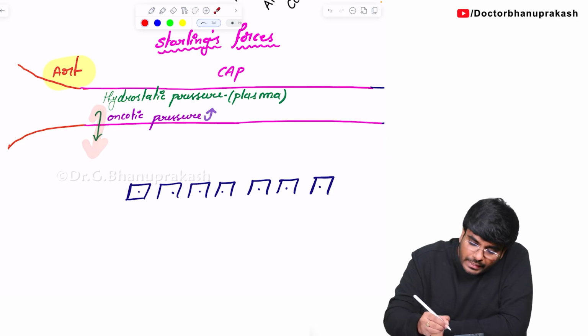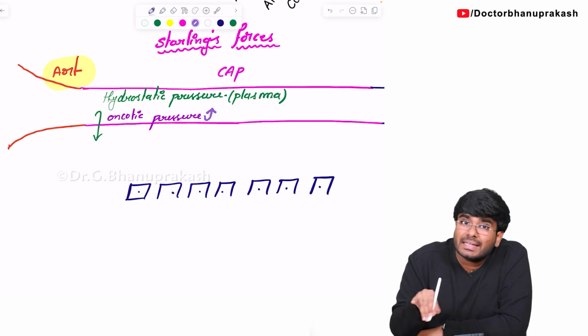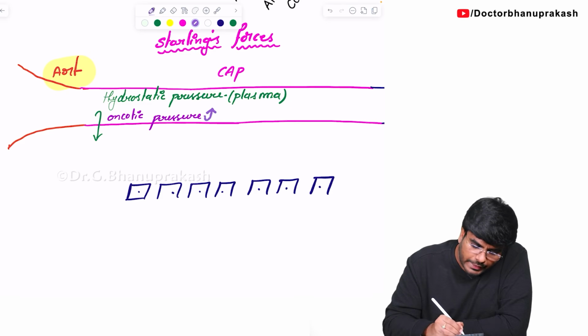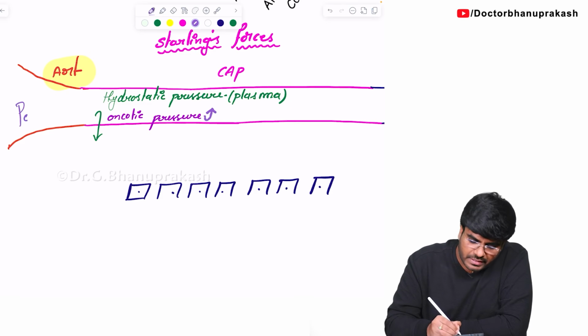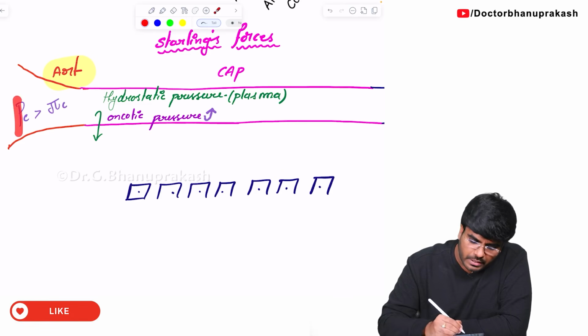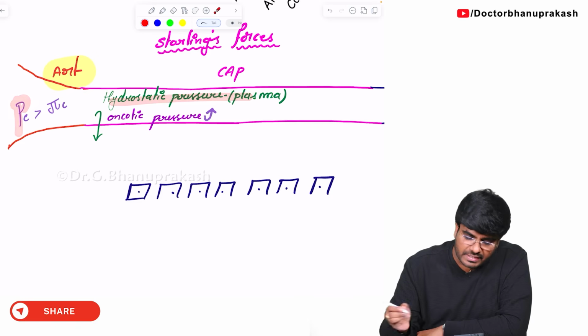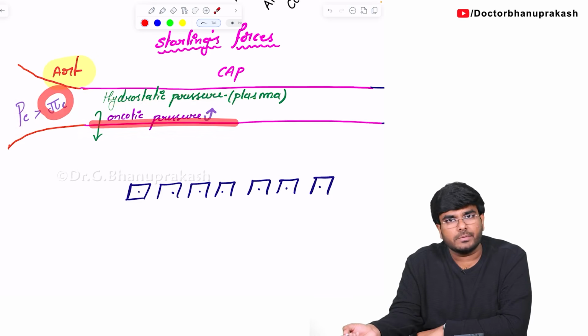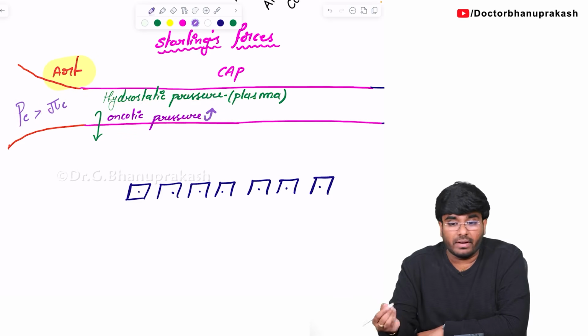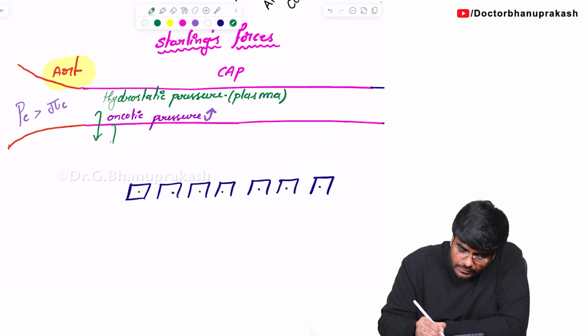So, in the beginning of the capillary, the starting of the capillary, it is the hydrostatic pressure which is greater than oncotic pressure. P stands for hydrostatic pressure. Hydrostatic pressure is always greater than the oncotic pressure. So, tell me what will happen? If the force is more, automatically fluids will start to come out of the blood vessel.